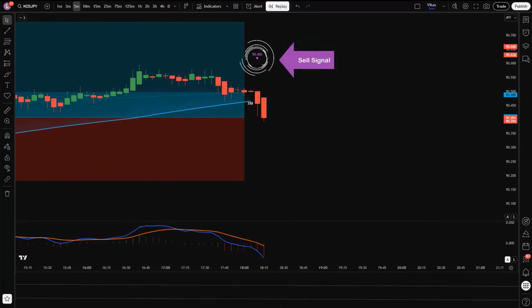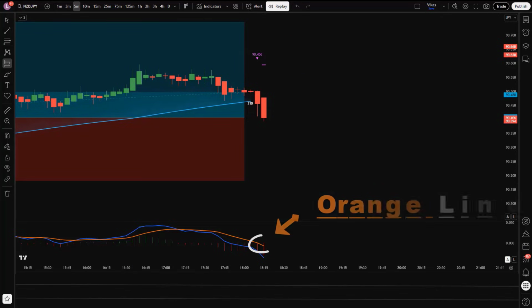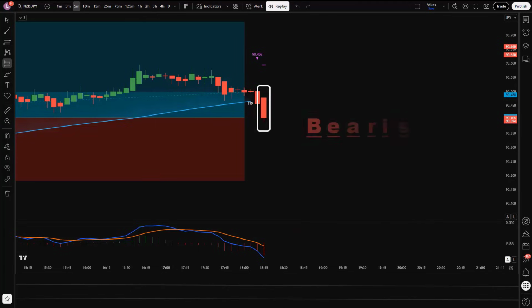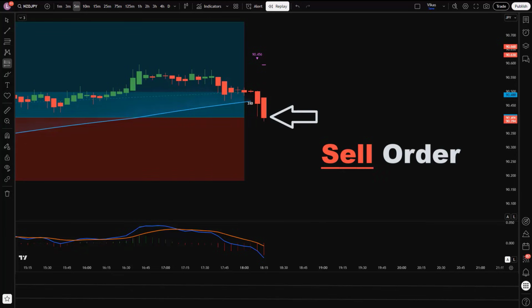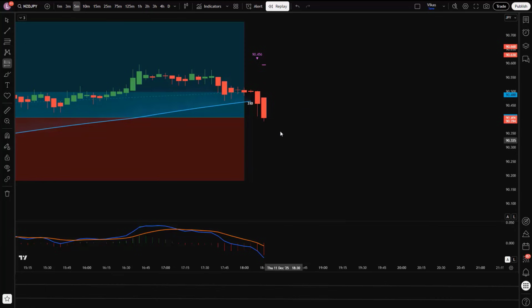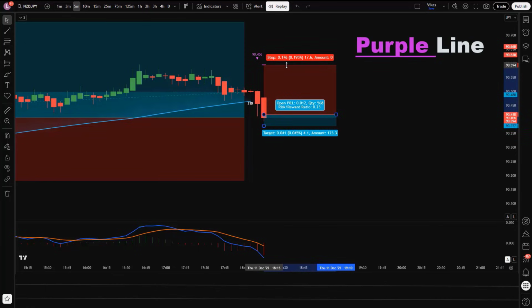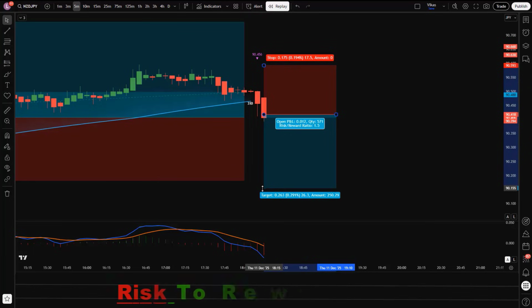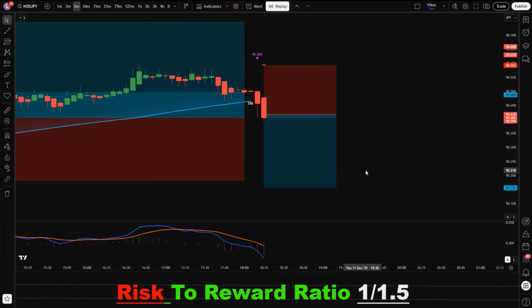Here the Parabolic SAR indicator gives us a sell signal. Here the orange line of MACD Fake Filter RH is above the blue line. Here the market has made a bearish candle to give confirmation. So all our conditions are being fulfilled, so we are placing an order to sell. Our stop loss should be at the purple line. And the risk to reward ratio will be 1:1.5.